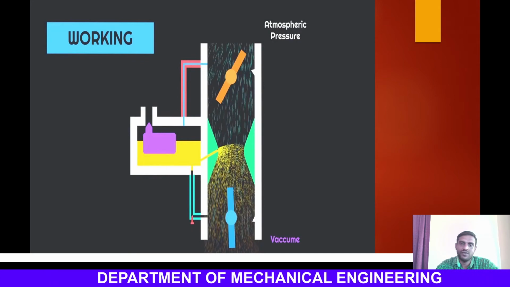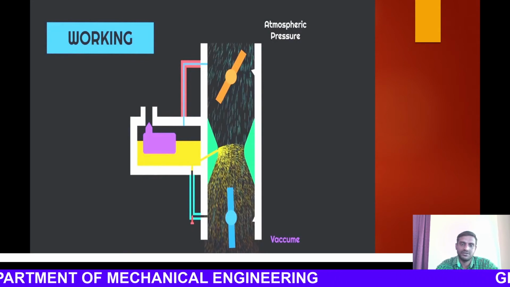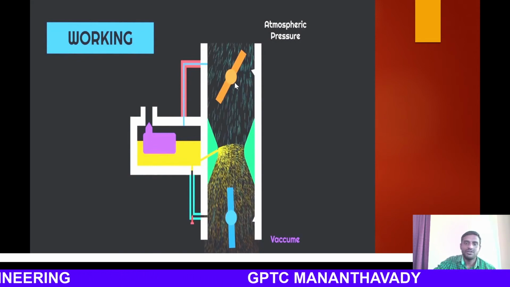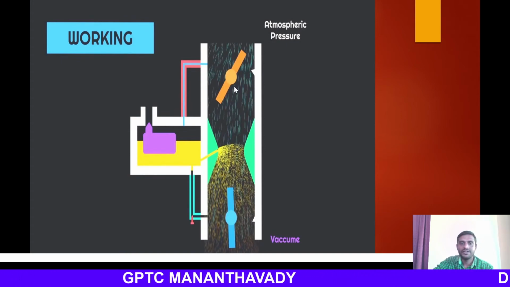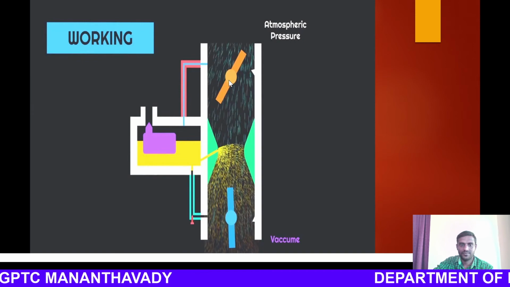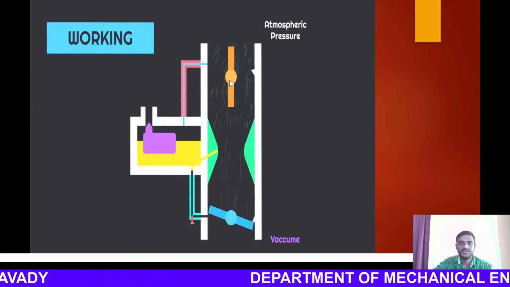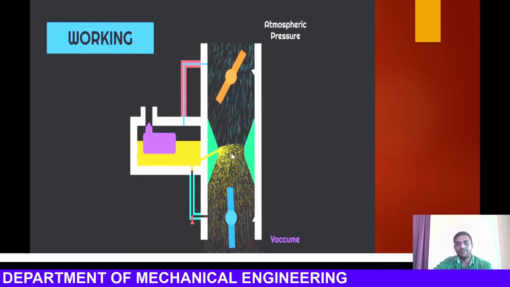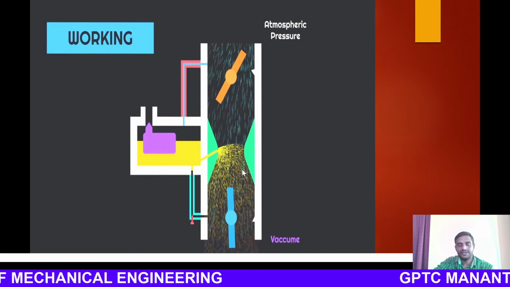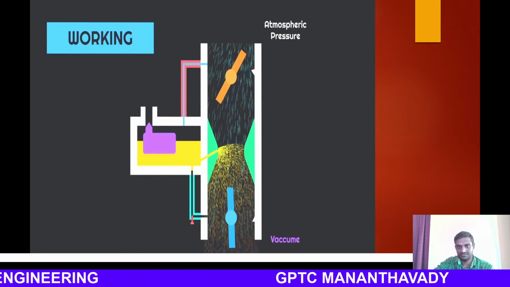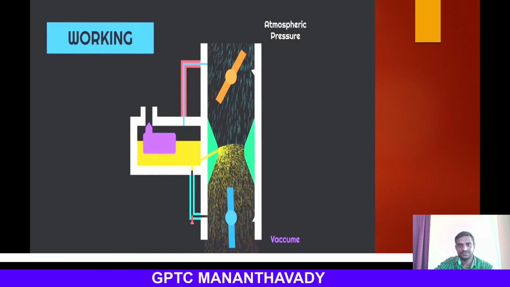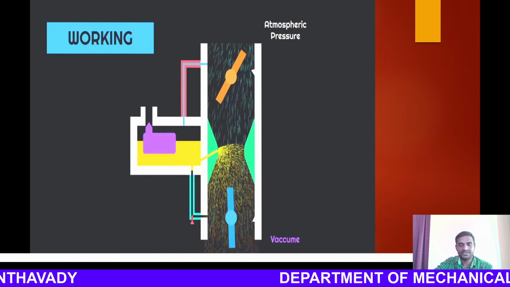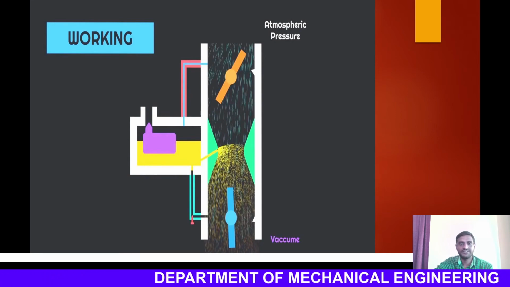Operating the choke valve means normally the choke valve is in the open position, and when we operate it we are closing the choke valve. What will happen? When we close the choke valve, the flow of air gets reduced, but the fuel will be more. So more fuel will be provided to the engine, but the air content is reduced. So a rich mixture is provided during starting.